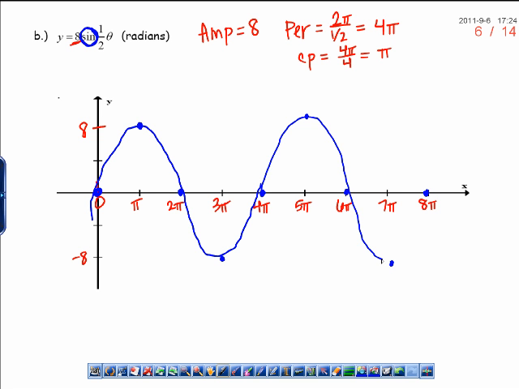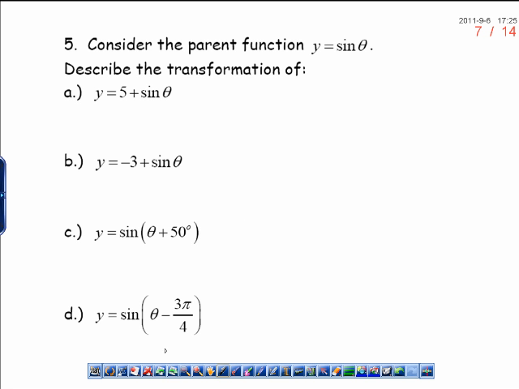And you could check any of these points that you wanted to. Again, domain and range, pretty easy to find. We'll practice that more in the future. Okay, so now let's talk about something a little bit different. Consider the parent function y equals sine theta. Well, we know what that looks like. Describe the transformation of what's going on here. Now this is just like your first after party where I was asking you about transformations. Okay, so let's see what you remember.